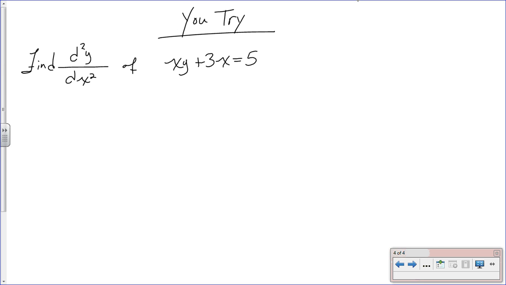Now I want you to try one. I want you to find the second derivative of xy plus 3x equals 5. So pause the video and work this out.